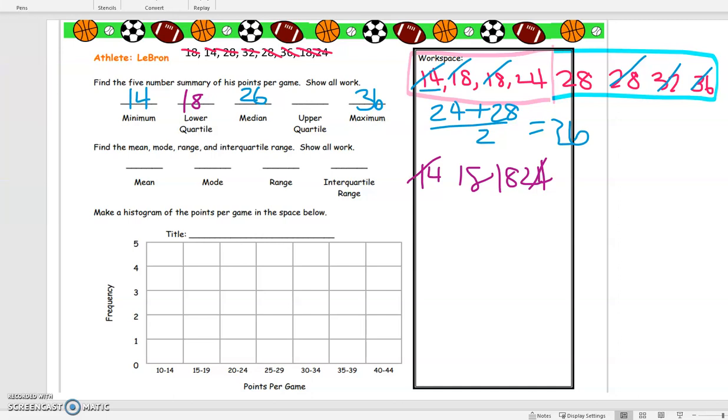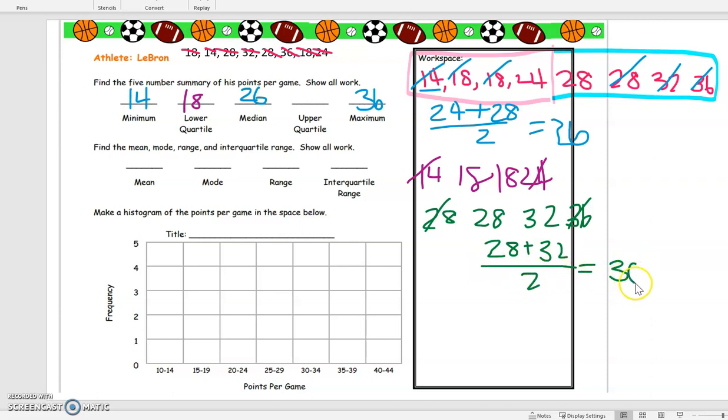The upper quartile is found by taking the larger numbers, so 28, 28, 32, and 36, and finding the median of those ones. So we have 1, 2. Again, there's 2 in the middle. They're not the same number, so I'm going to add them together. Divide by 2, and that will give me 30 as my upper quartile.